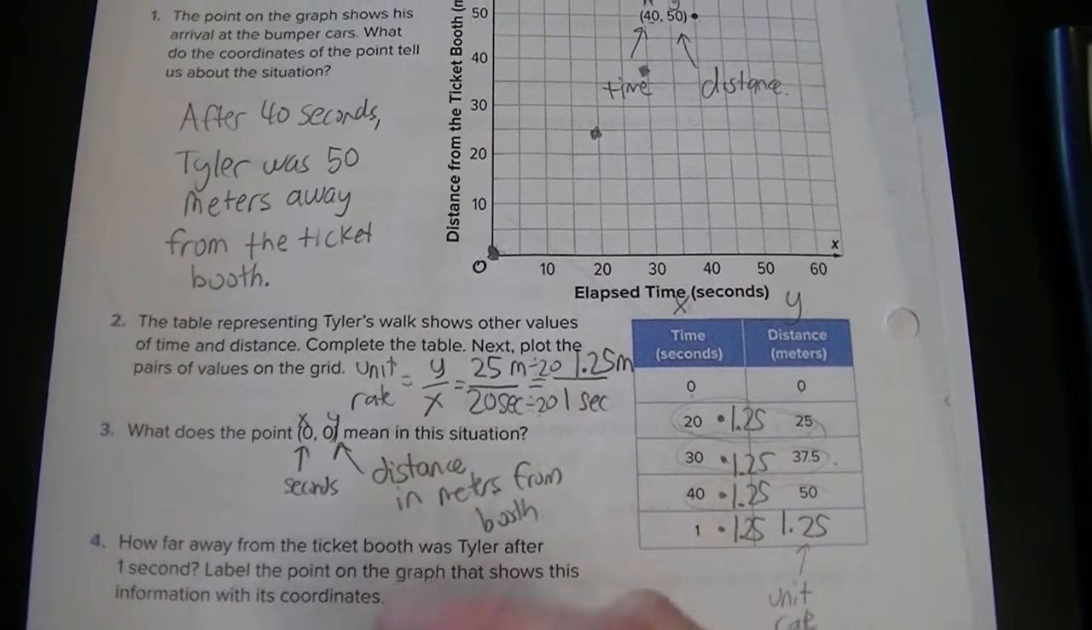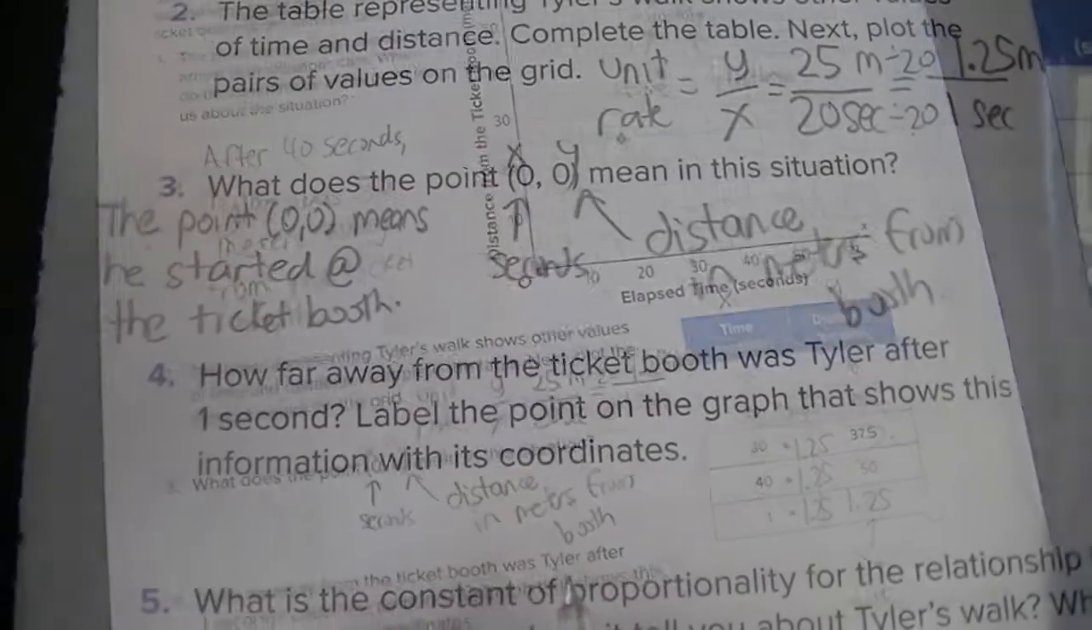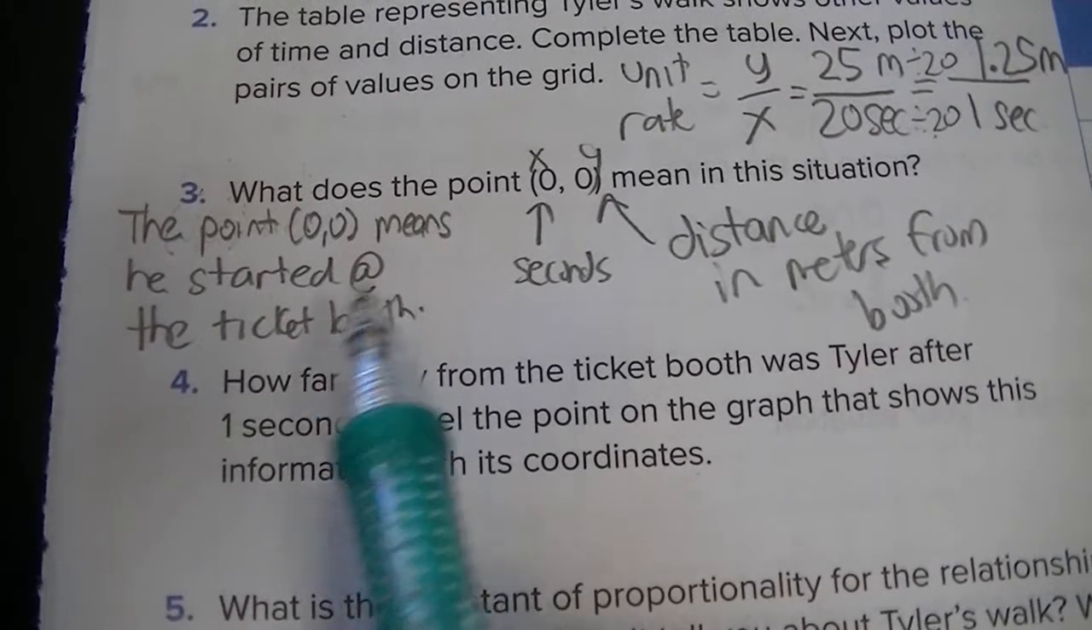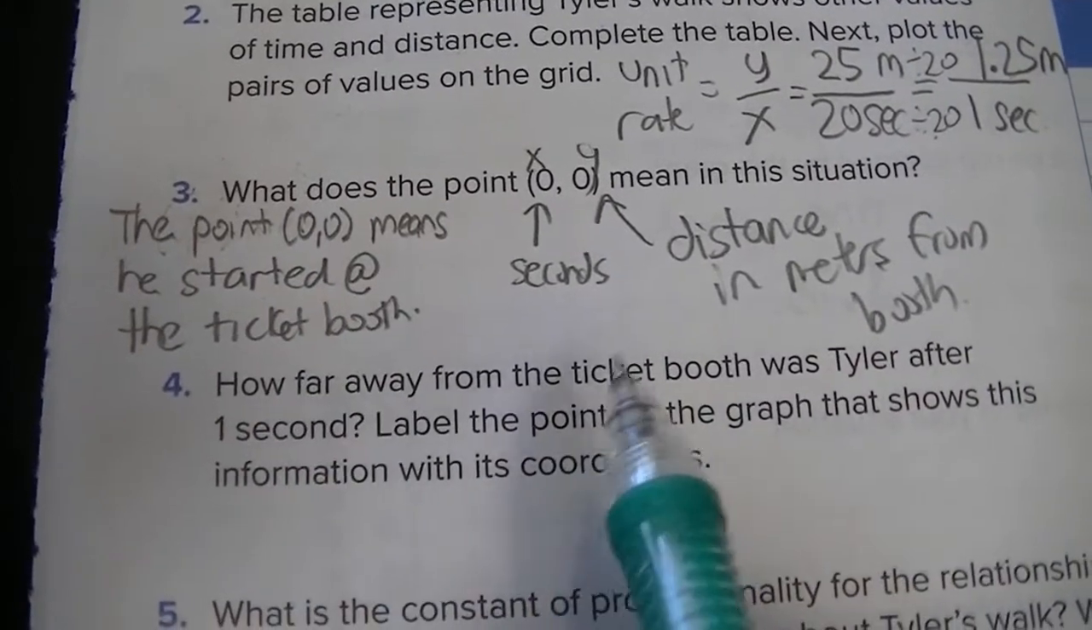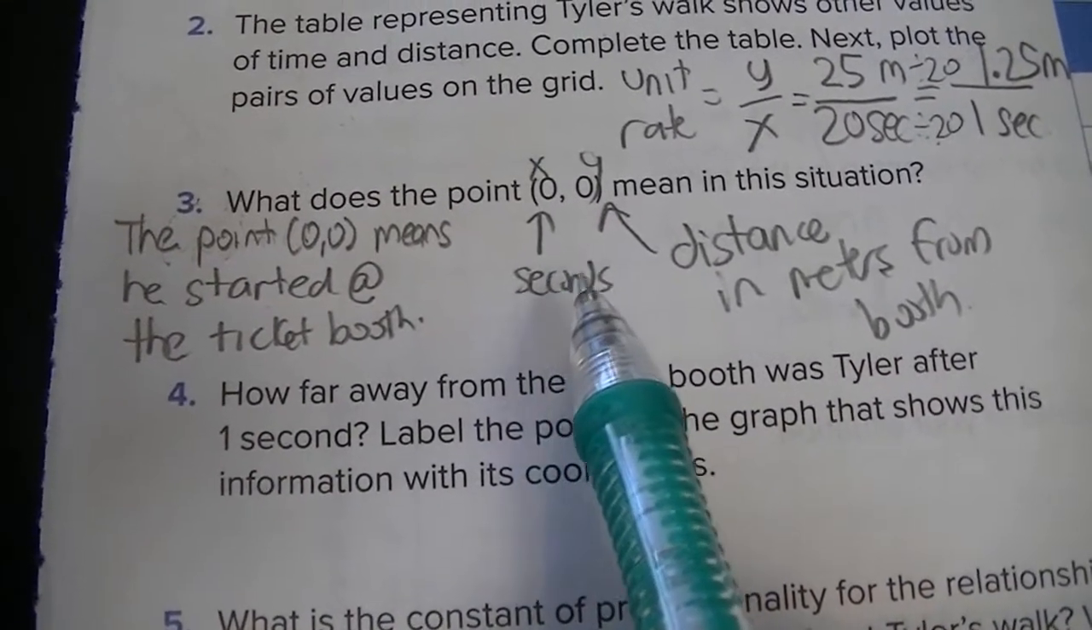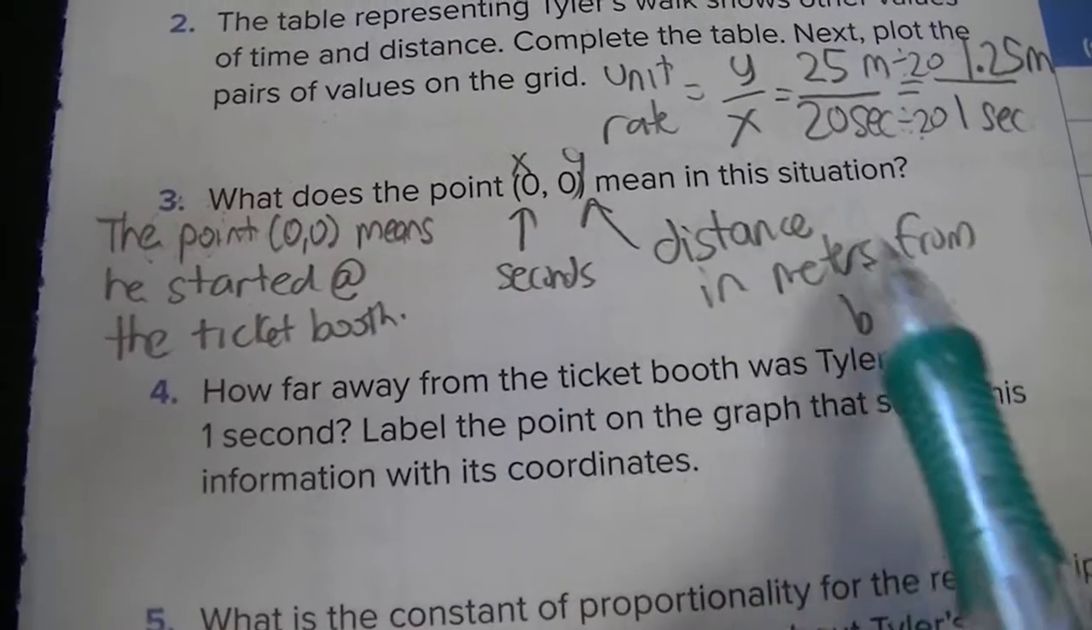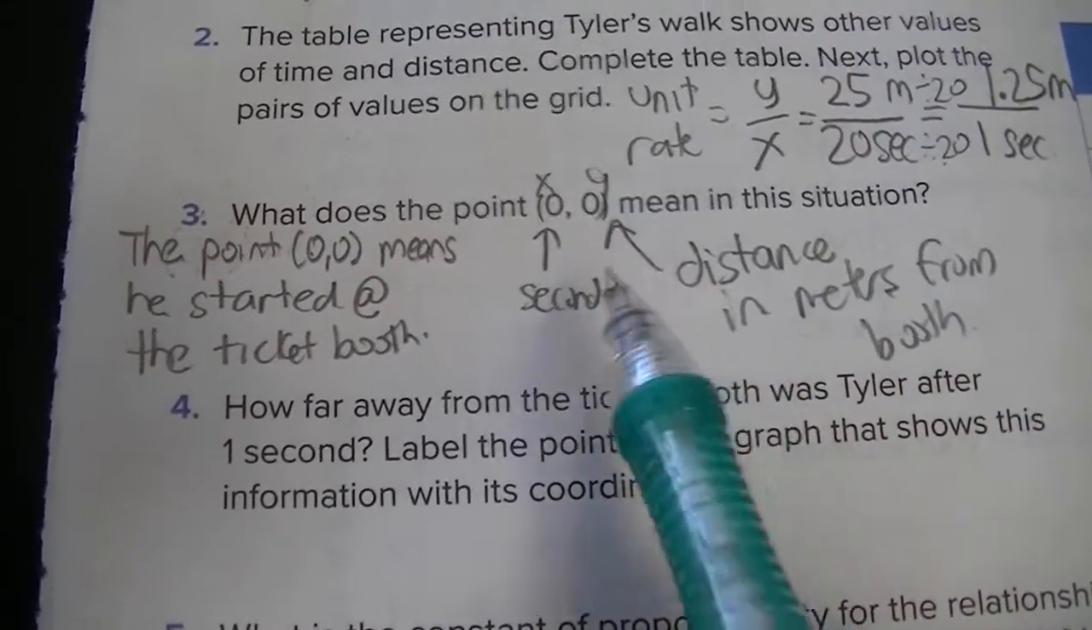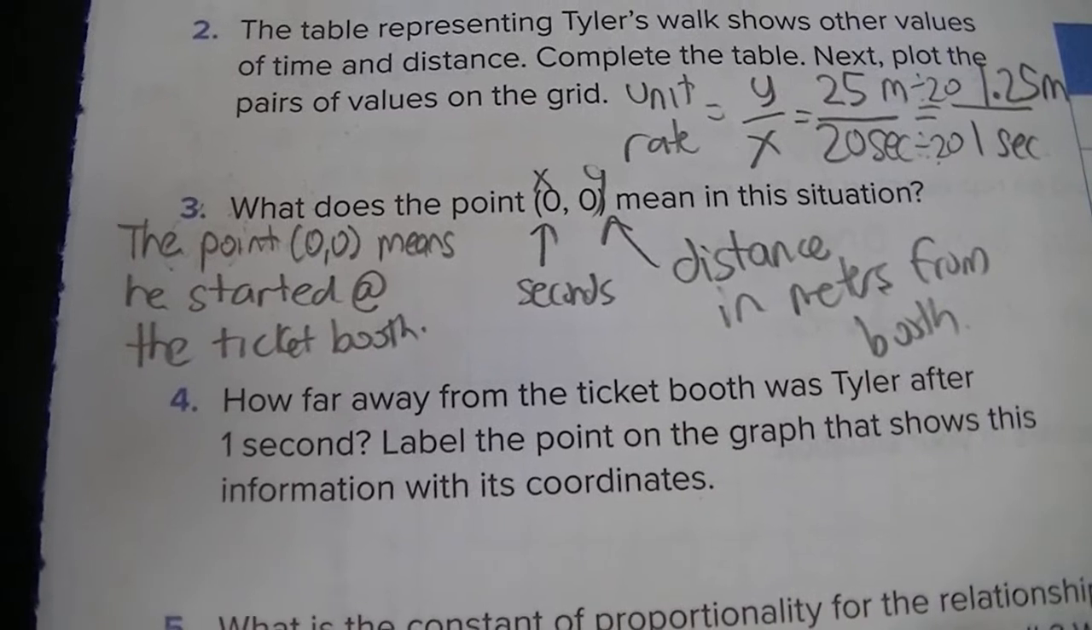Now let's go ahead and write a nice sentence for that, okay? So I just wrote the point 0, 0 means he started at the ticket booth. Because at 0 seconds, when he first started, his distance in meters from the booth was 0. So that means he started there at that ticket booth.